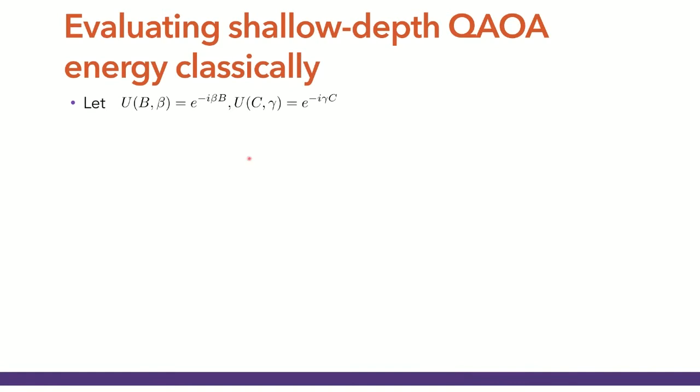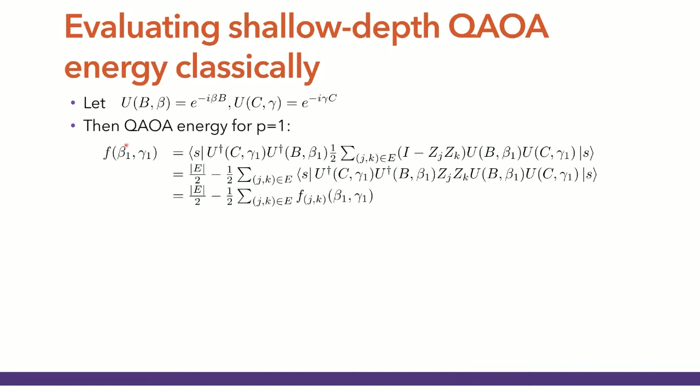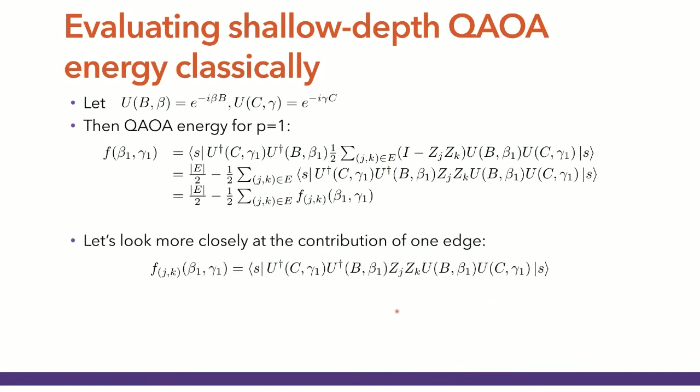So to show this, let's look at our QAOA ansatz, and let's just denote by UB the exponent of the mixer, and by UC the exponent of the phase separating or problem Hamiltonian. Then writing out the QAOA energy for p equals 1 for max cut. So the identity commutes out, and what we're left with is the sum over all edges of ZZ terms, and on each side are these UB and UC operators. Then the contribution of each edge is equal to this.